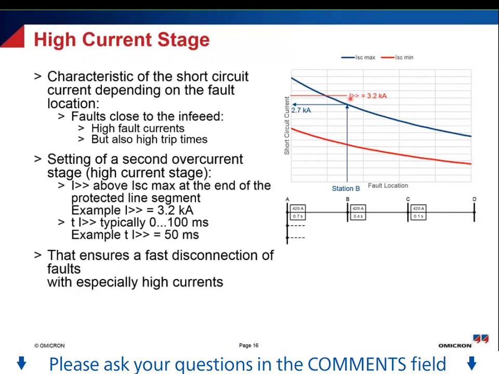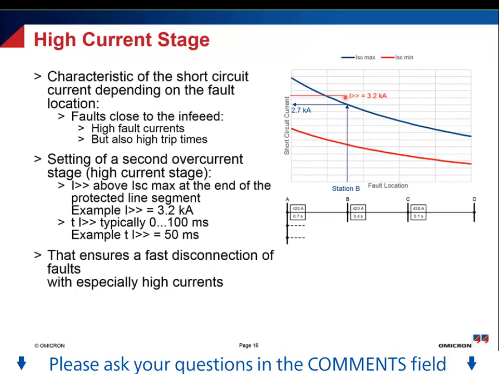Now with this setting, if the current exceeds this setting, then we definitely know that the fault must be on our line between A and B. There is no other possibility for a fault to be above this current. Let's say if I have a fault somewhere between B and C, then you will see that even with the maximum possible short circuit current, I will not be able to reach this threshold.